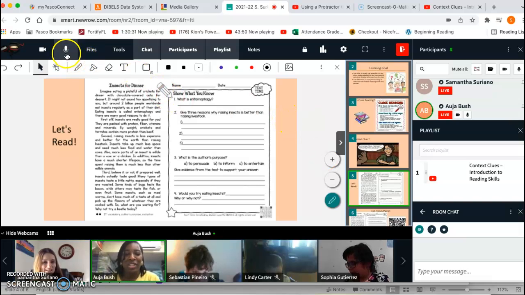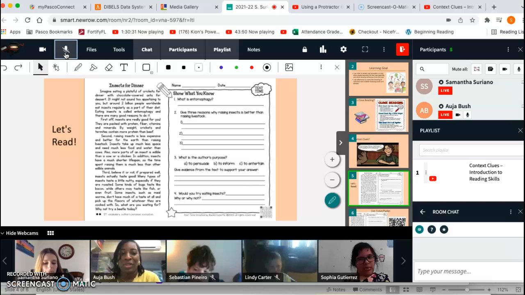Alrighty, insects for dinner. Imagine eating a plate full of crickets for dinner with chocolate-covered ants for dessert. It might not sound too appetizing to you, but around 2 billion people worldwide eat insects regularly as a part of their diet. Eating insects is called entomophagy. And there are many good reasons to do it.